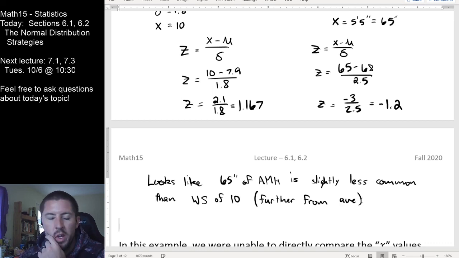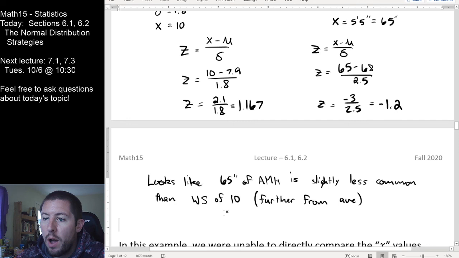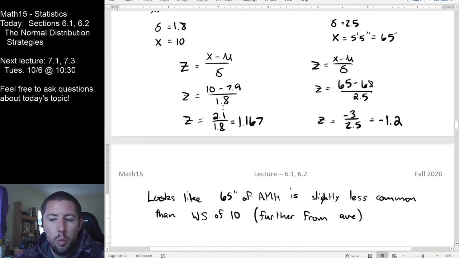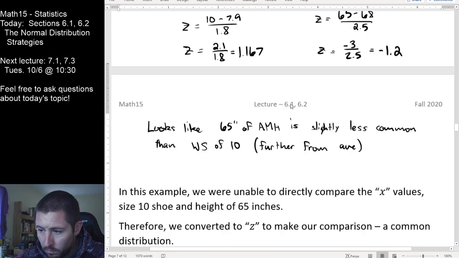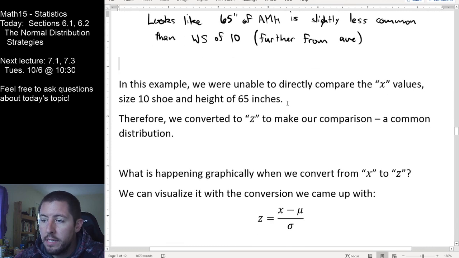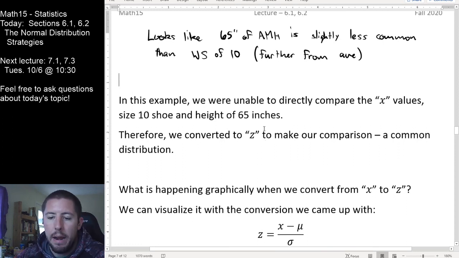All right, so we computed some z-scores. They were super close. Tough to eyeball that one right there. It doesn't help me to know that this woman was wearing a size that was 2.1 sizes above average, and that this person was 3 inches below average. I needed the standard deviation in there to standardize how we're measuring this stuff to get into that z-score. And so in this example, we couldn't directly compare the x values. So we converted into a common z-land where we could make a direct comparison between these two.